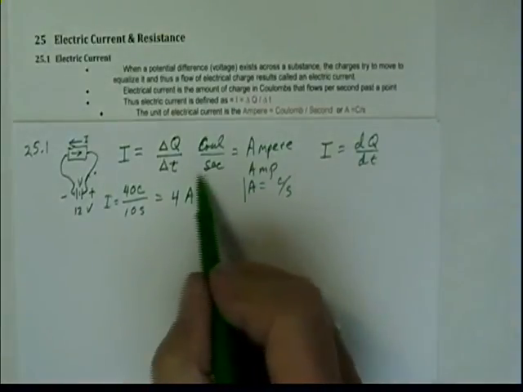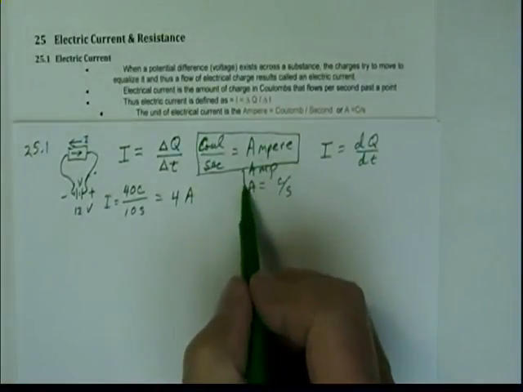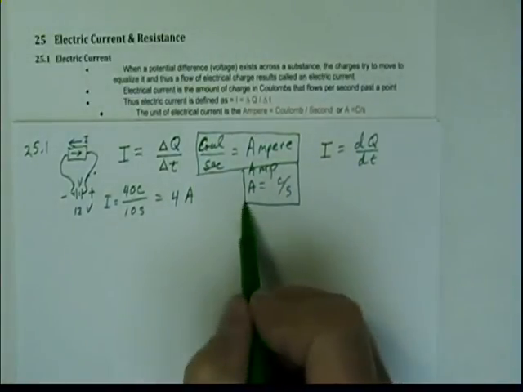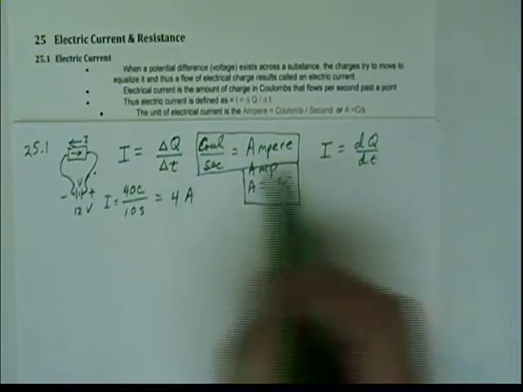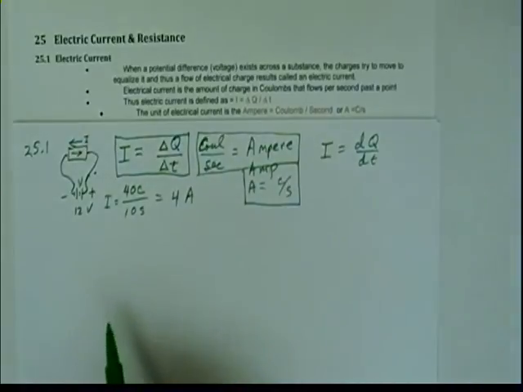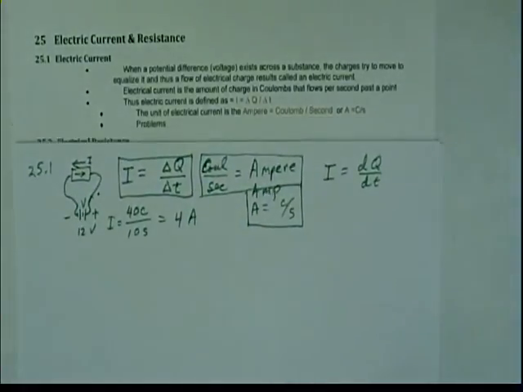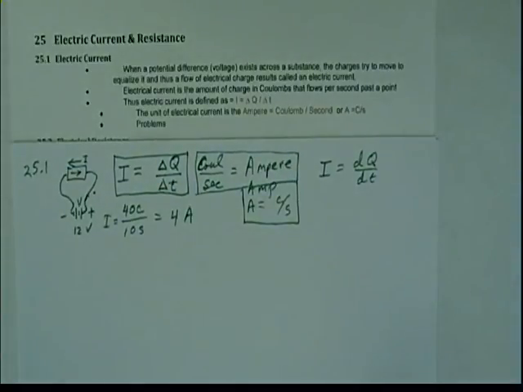You're responsible for understanding that the ampere, or the amp, is a coulomb per second as a unit, and the definition of the ampere as a unit of current as the change in charge per unit time. Okay, that pretty much gets our introductory module.